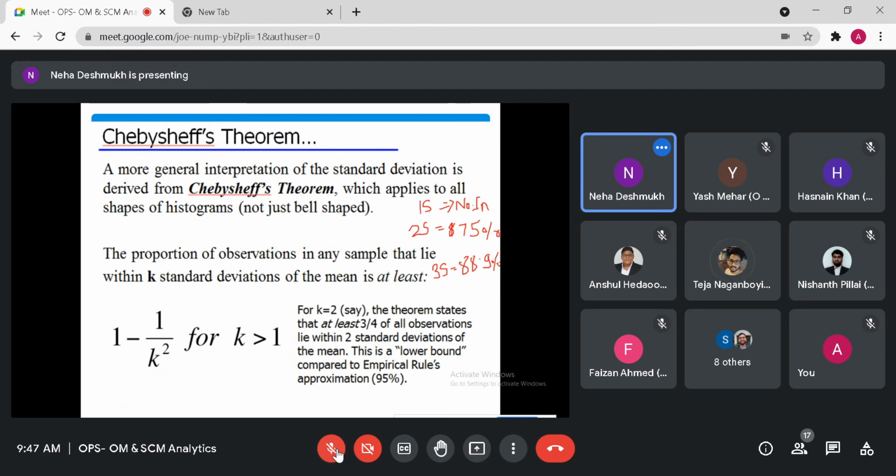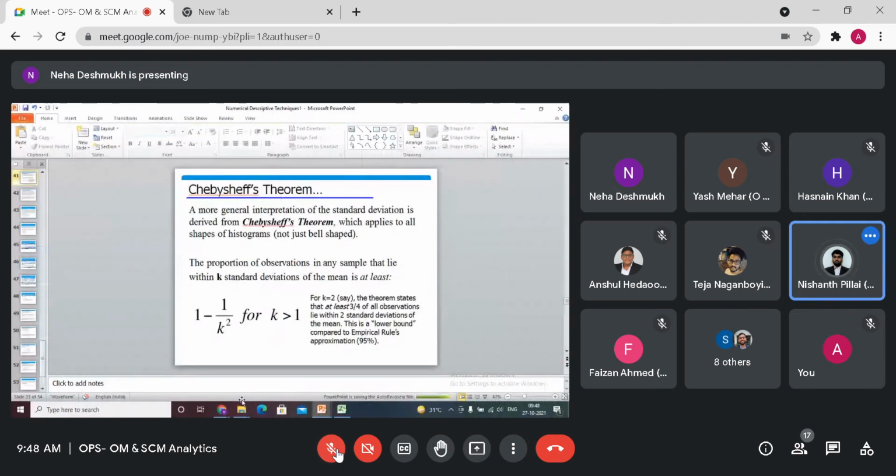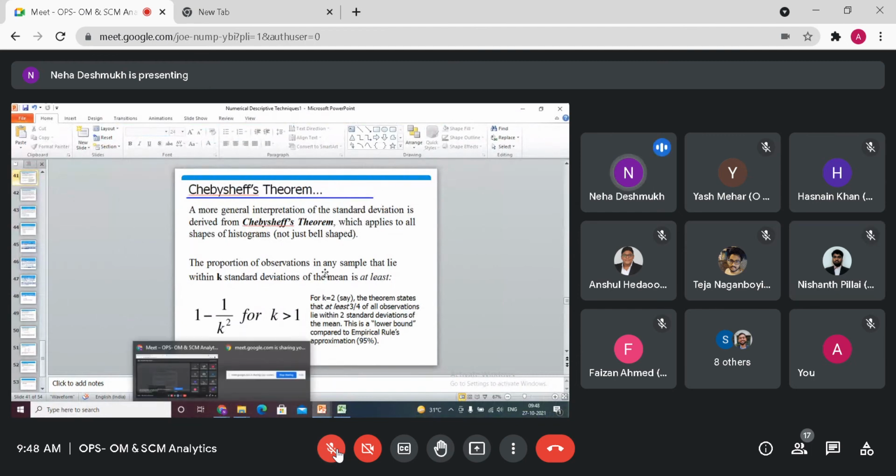Yes, ma'am. Is this clear, everyone? Ma'am, so what about k equal to 1? There is no interpretation for k equal to 1. So there are 0 observations? No, not exactly 0. Very few observations are there which are within 1s. Observations would be about 0, we can say that.